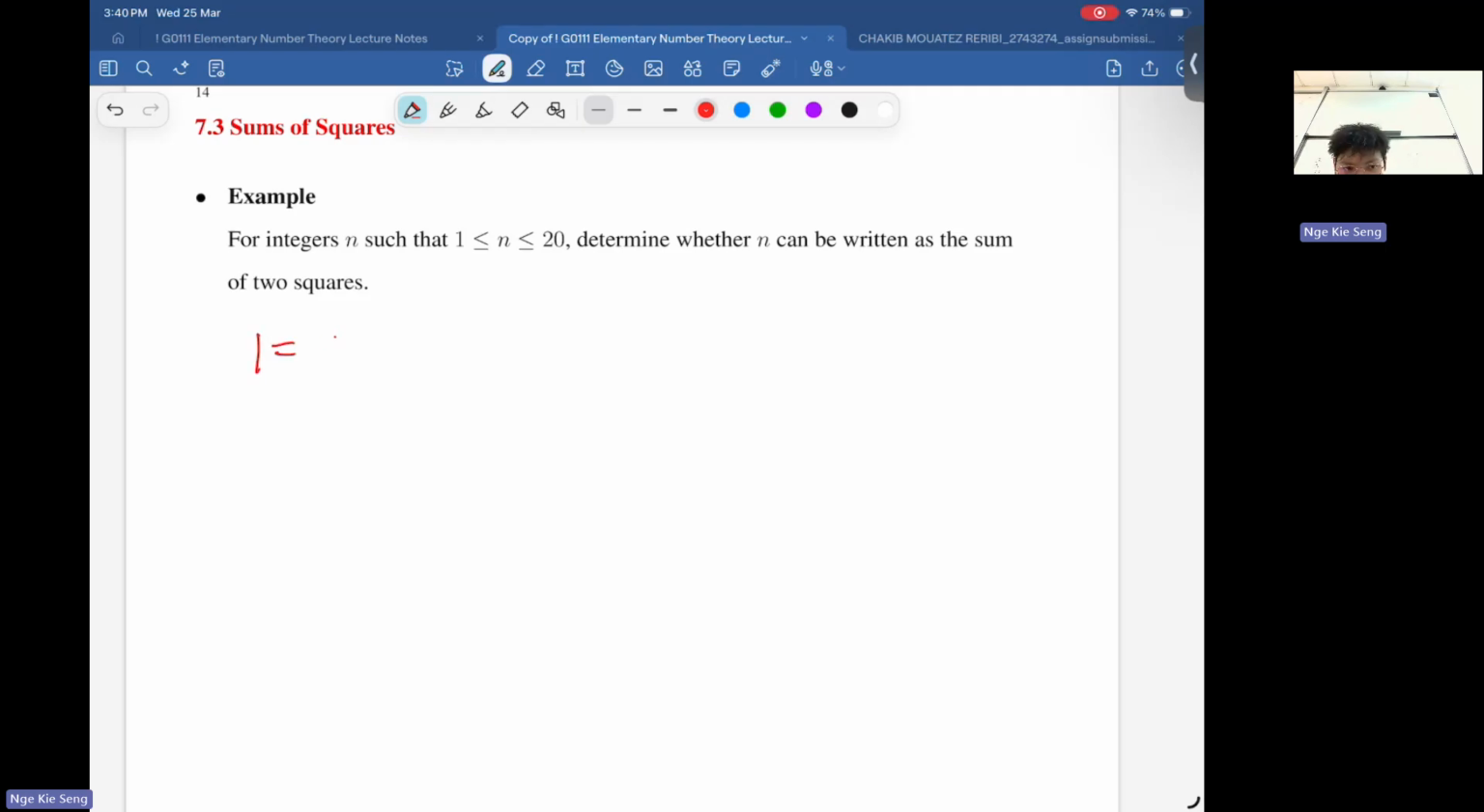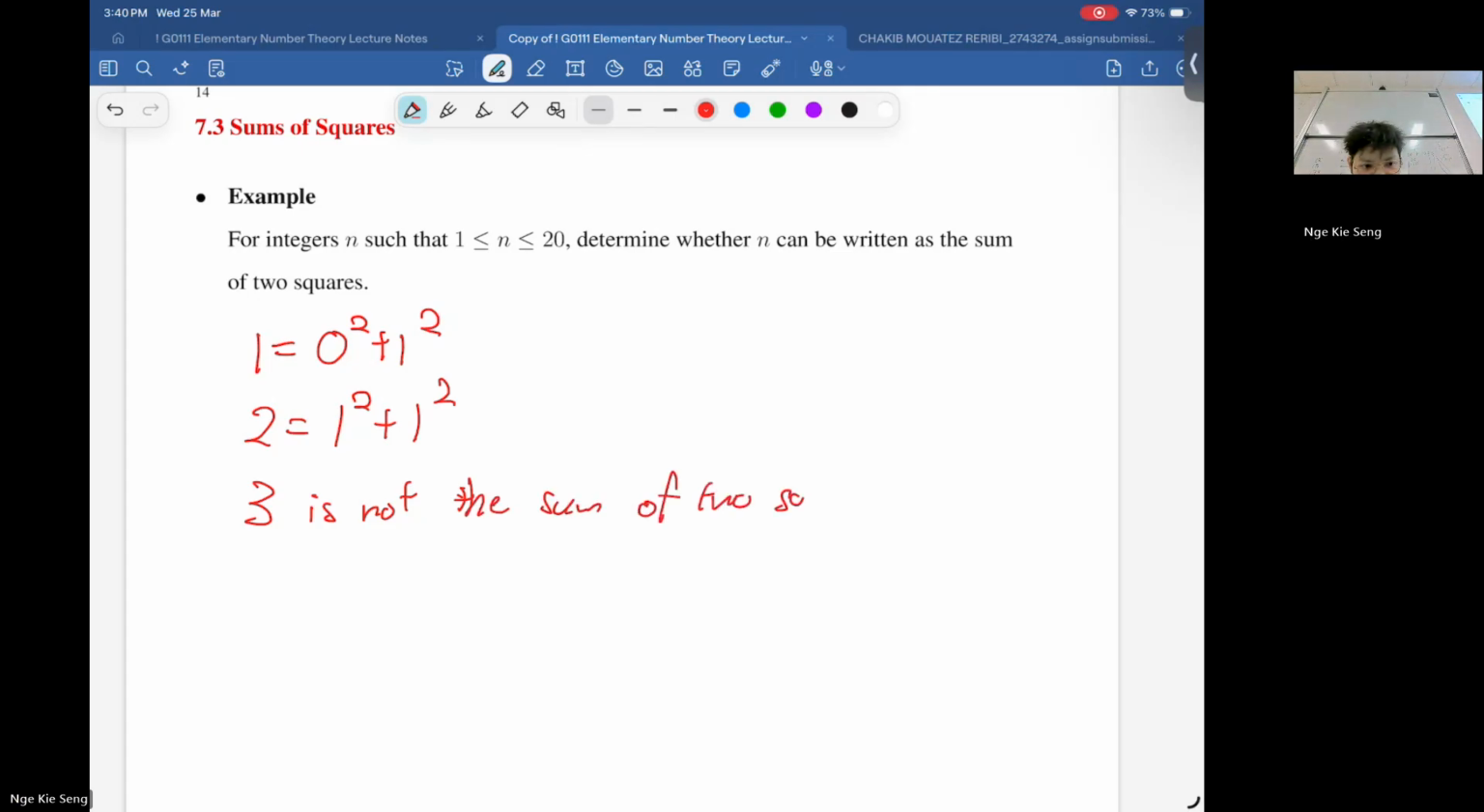So for example, 1 could be written as 0 square plus 1 square. And then 2 is 1 square plus 1 square. And 3 cannot. No matter how you try, the perfect squares that are less than 3 are just 1 or 0. So you cannot use 0 or 1 to build up 3. So this is not a sum of 2 squares. But 4 is, because you can add a 0 to it. How about you try the rest until 20?